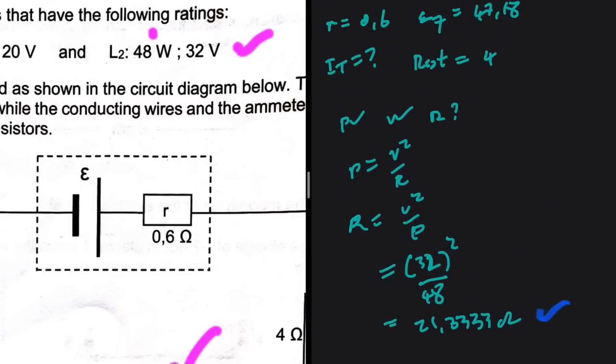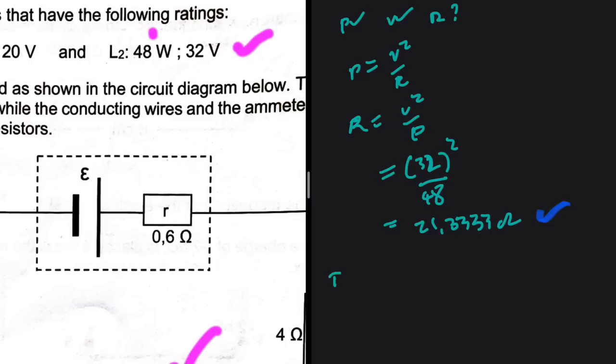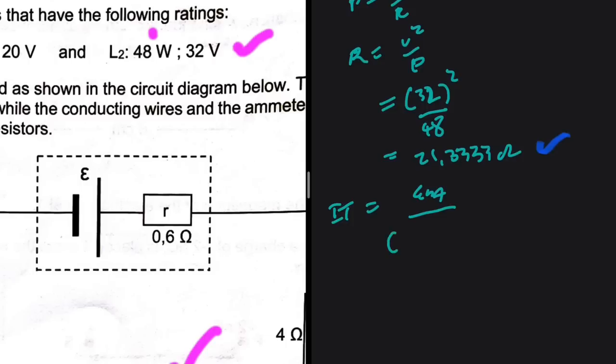So R external is going to be 4 plus 21.3333, right? What I'm about to conclude, we can conclude it without actually doing this calculation, but the question says let's calculate, so I'm just respecting that. So 25.3333 ohm is the new resistance. So what will happen to the total current? The total current will be close to the EMF, right, divided by R external 21.3333 plus R internal 0.6.